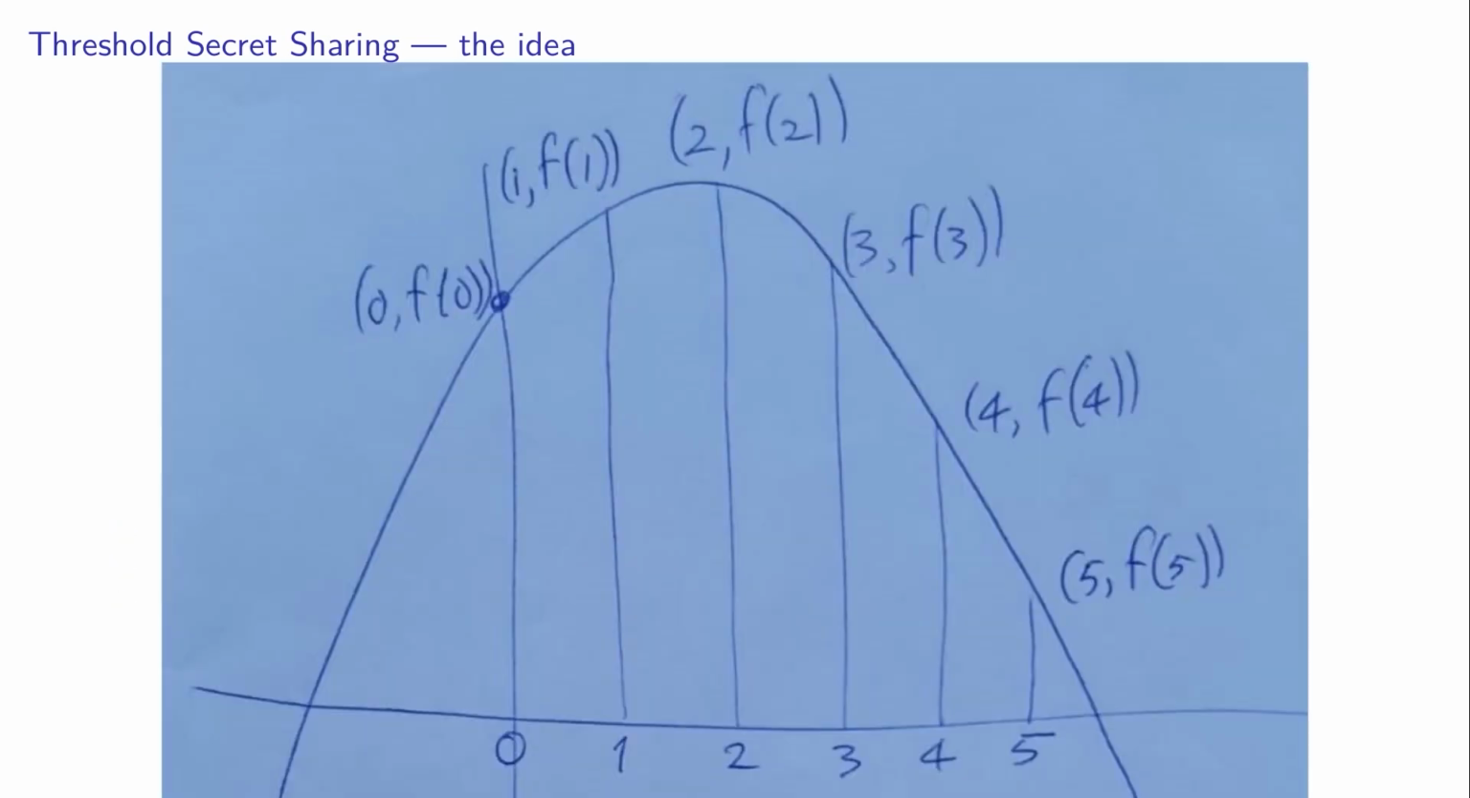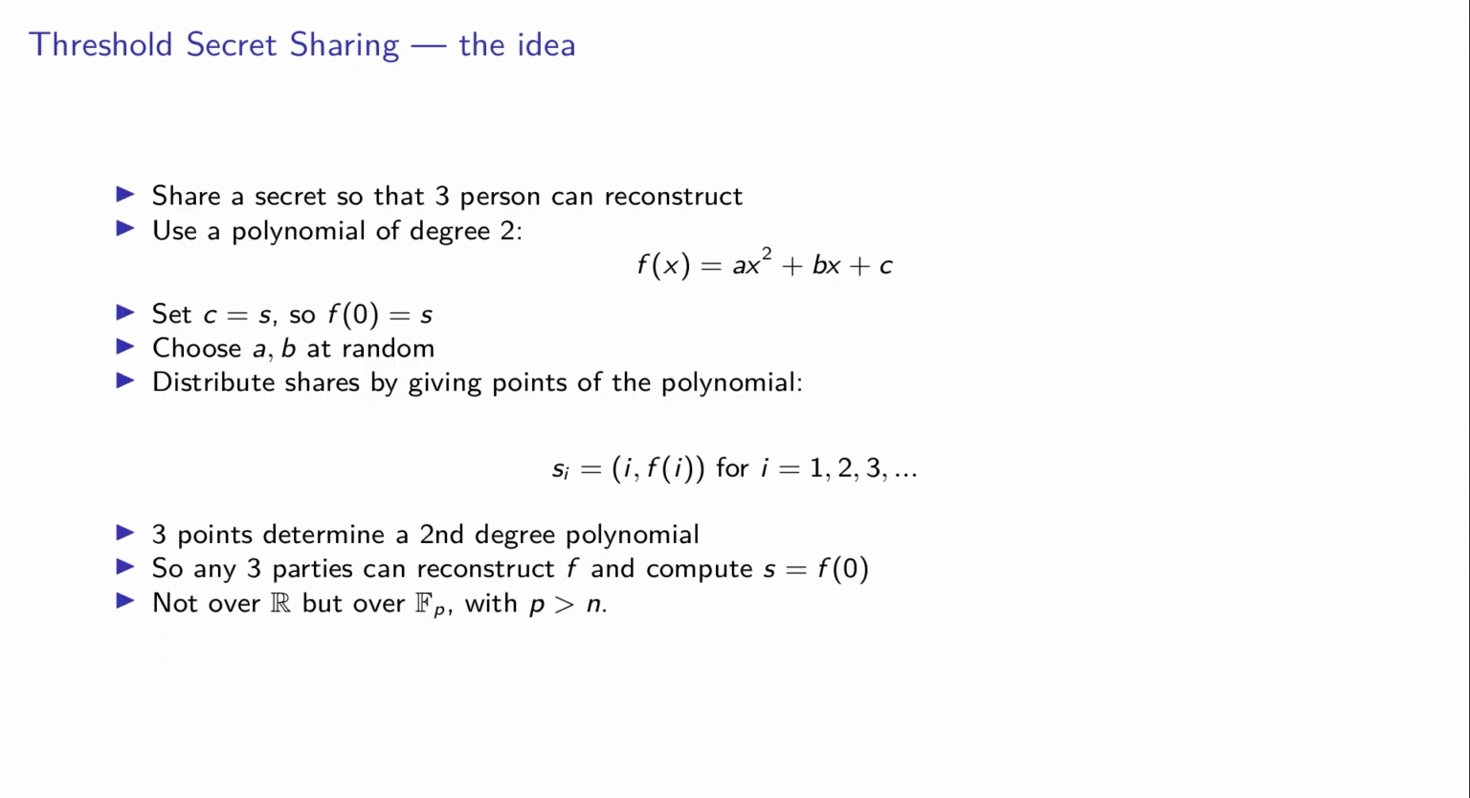So it looks a bit like this. On the left you see f of 0, which will be the secret, and 1, 2, 3, 4, and 5. These are the shares that will be given out to the different participants. So what's the idea? I said 3 points determine completely a second degree polynomial, so any 3 parties can reconstruct f and therefore compute the secret, which corresponds to f of 0.